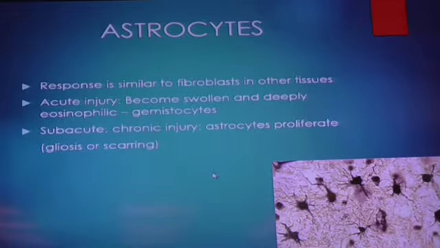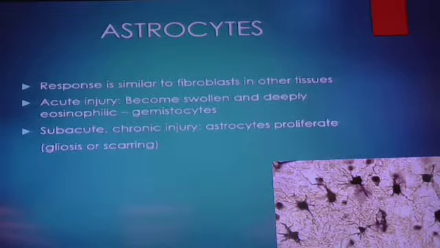Astrocytes, so we talked about them, they respond similar to fibroblasts. So I consider them as the fibroblastic tissue when you have injury to the brain. They start to react. With acute injury, astrocytes become swollen and bright pink. And so when they become swollen and bright pink, they're no longer called astrocytes. They're actually now called gemistocytes. So it's important to know this terminology. So swollen astrocytes that have been acutely injured, they're usually deeply eosinophilic. The term we use for that is a gemistocyte.